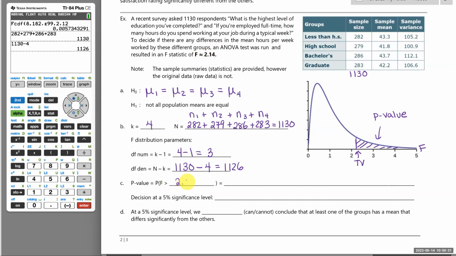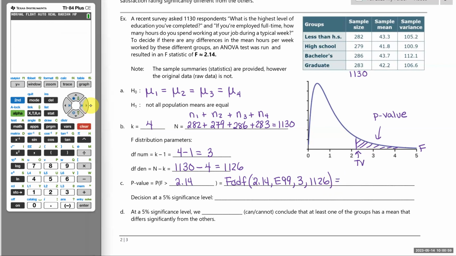All right, so our entry will be FCDF. Our lower bound would be our 2.14. Upper bound is infinity. Degrees of freedom of the numerator was 3. Degrees of freedom of the denominator 1,126.